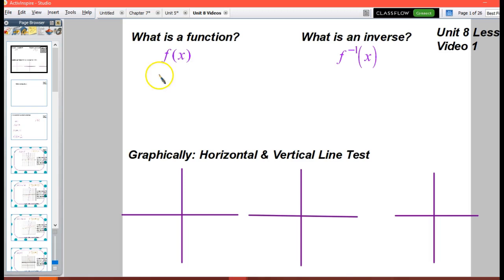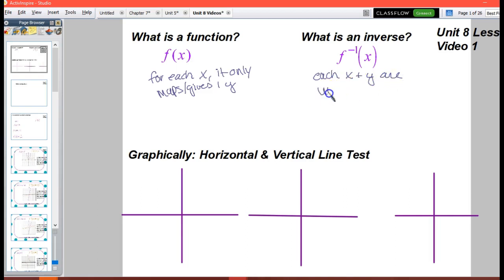But we've never really noticed that each x only maps or gives one y value. So they have to be unique. If you plug x is 2 into an equation, 2 can't come out as 4 and as 7. Now an inverse means each x and y are uniquely matched.